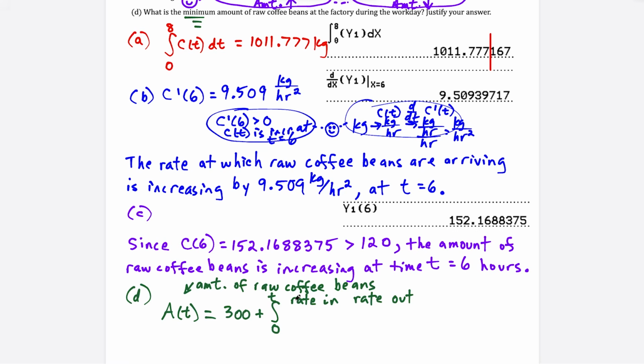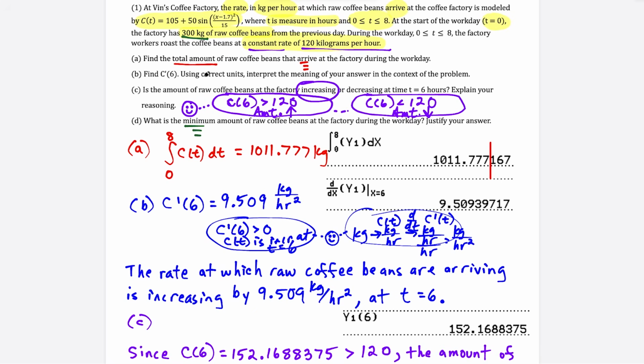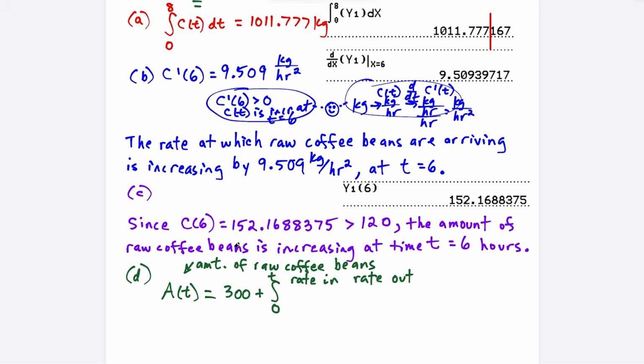Okay, so the rate in was modeled by the function C of t. Remember, C of t from the beginning was the rate that coffee beans arrive at the factory. So that's the rate in this case. But we just have to be careful, a little notation thing here. If we're making this a function of t, we have to make sure that we re-index in the integrand. I'm not going to say C of t, I'm going to say C of x.